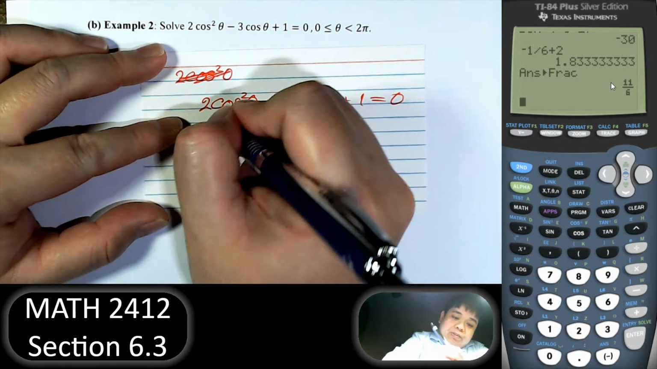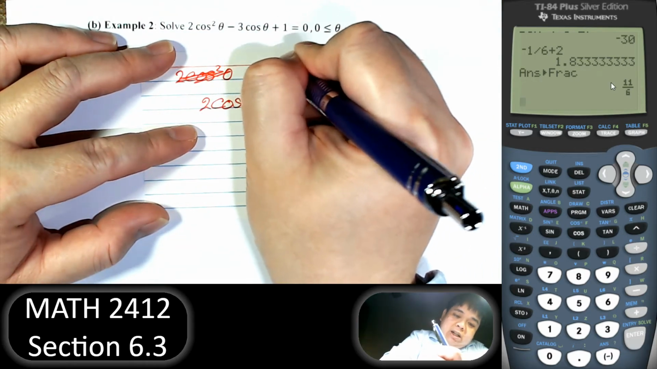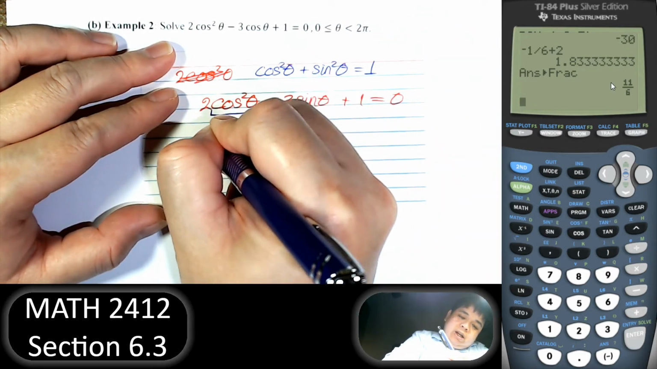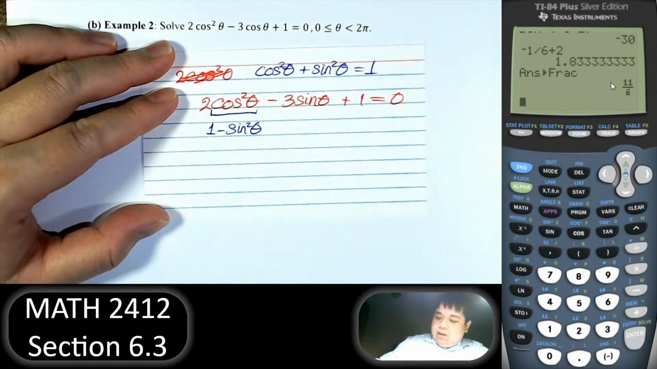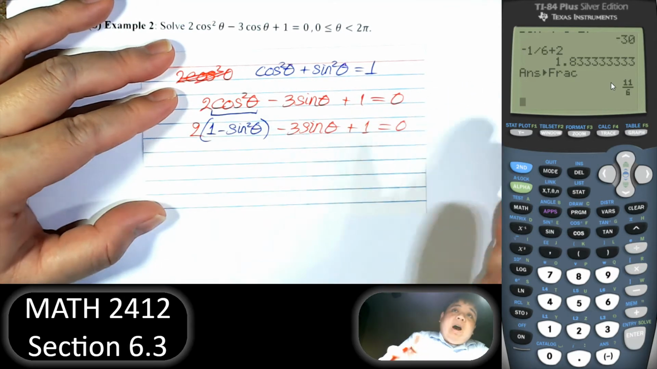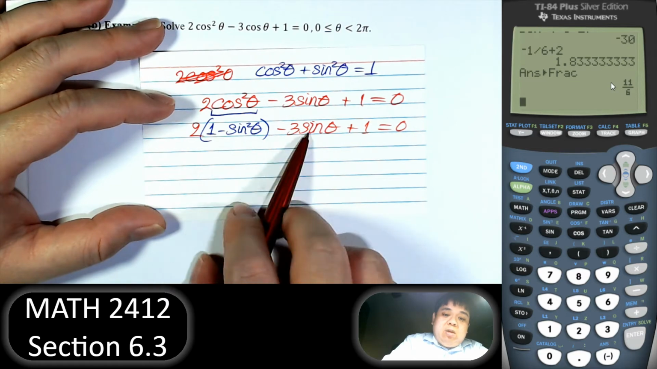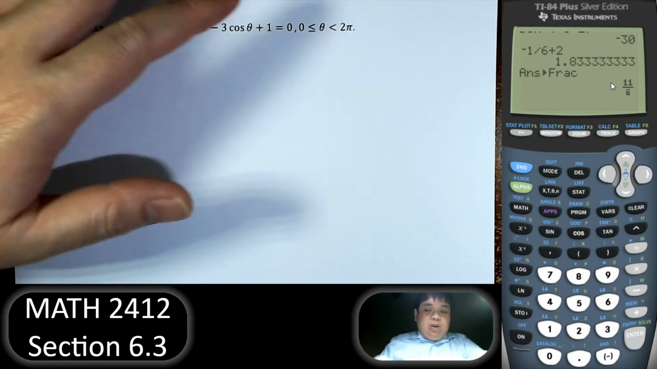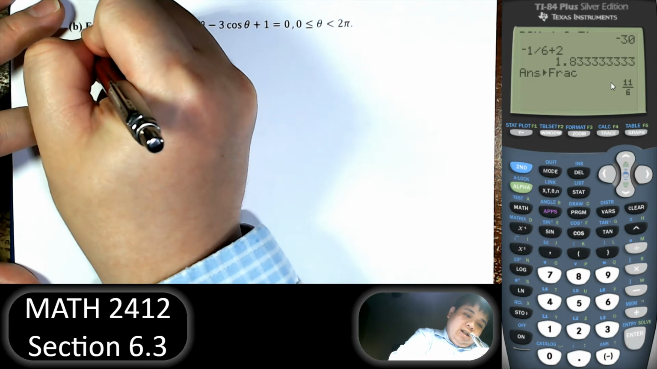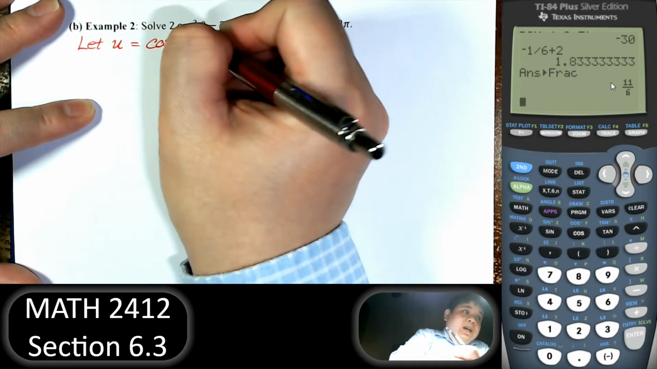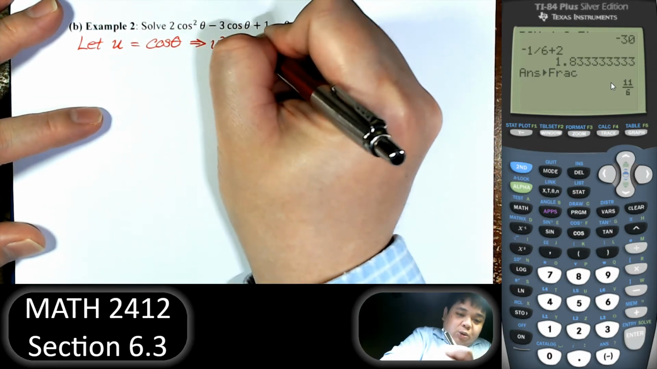But what we can do is we use the Pythagorean identity. Cosine square plus sine square is equal to 1. So cosine square here is 1 minus sine square. And multiply it out and solve for that, we should have only a quadratic equation in terms of sine theta. Right, need to do that first if it is the case. Well, this is not. We only have cosine here, so that's good. Let u equal to cosine of theta. So in which case, u square is equal to cosine square.